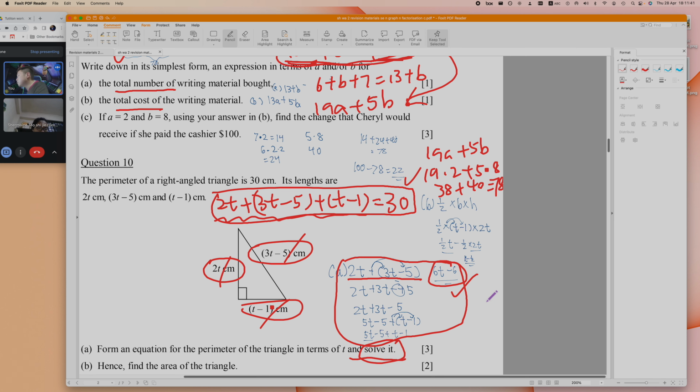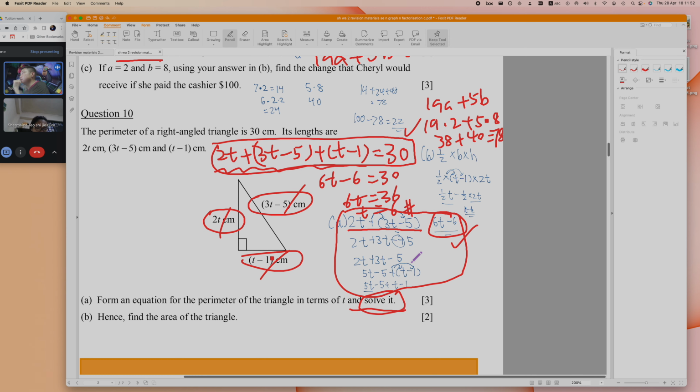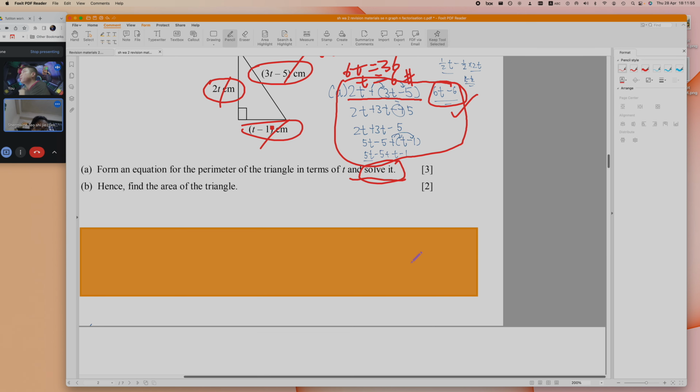So it's 6t minus 6 is equal to 30. So 6t is equal to 36. So t is equal to 6. So that's your t equals to 6. This question came out during your first test.